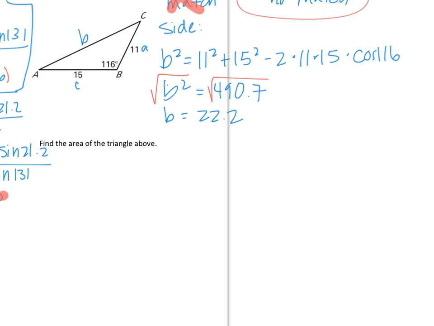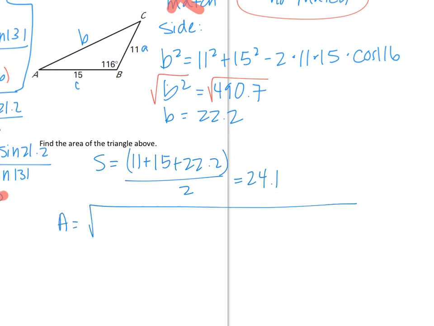So I'm going to use the area formula where we got to find S. So we add up the three sides, 11 plus 15 plus 22.2, and we divide that by 2. I got 24.1. Then the area equals a big old long square root here, and we take that 24.1 and we subtract each side from it.